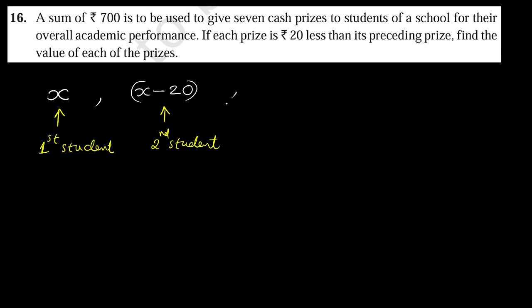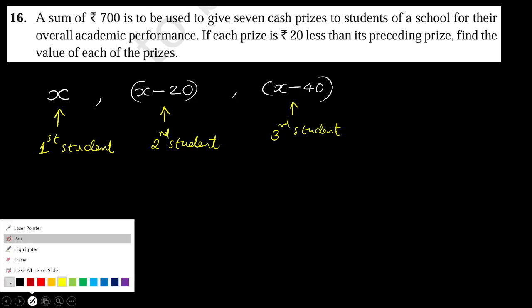So the third student will be getting how much? 20 less than previous. I will interact with you, don't worry. Definitely I will interact and clarify all your doubts. The third student will be getting X minus 20 minus 20, that is X minus 40. This is received by the third student. In this way it proceeds.